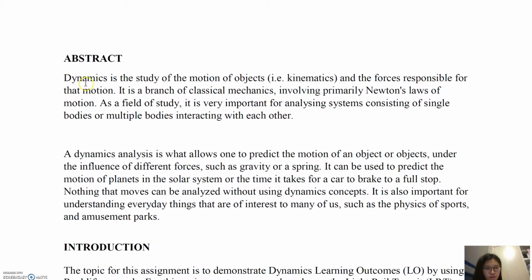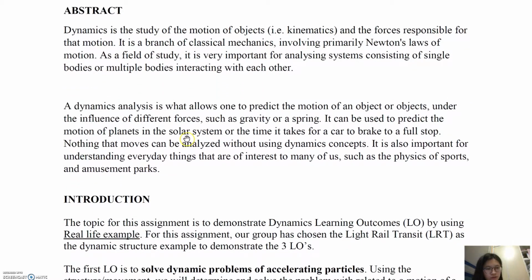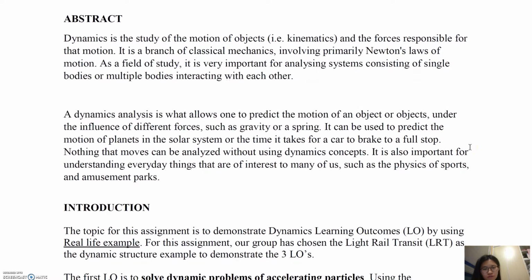It says that dynamics, the whole course that we are studying, is a study of the motion of objects such as kinematics and the forces responsible for that motion. It is also a branch of classical mechanics involving primarily Newton's laws of motion. As a field of study, it is very important for analyzing systems consisting of single bodies or multiple bodies interacting with each other. A dynamic analysis allows one to predict the motion of an object under the influence of different forces such as gravity or a spring.